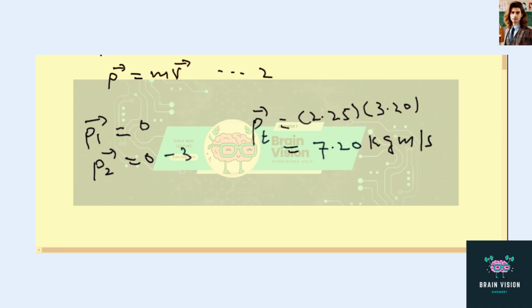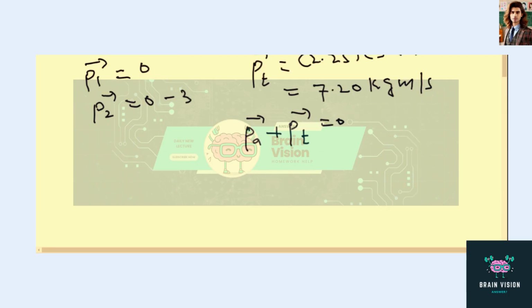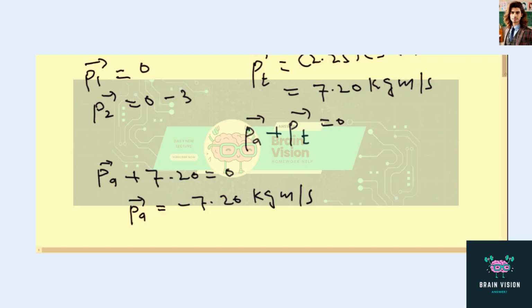From equation number 1 and equation number 3, we have momentum of astronaut plus momentum of tool is equal to 0. And further, momentum of astronaut plus momentum of tool, that is 7.20, is equal to 0. And momentum of astronaut is equal to minus 7.20 kilogram meter per second.